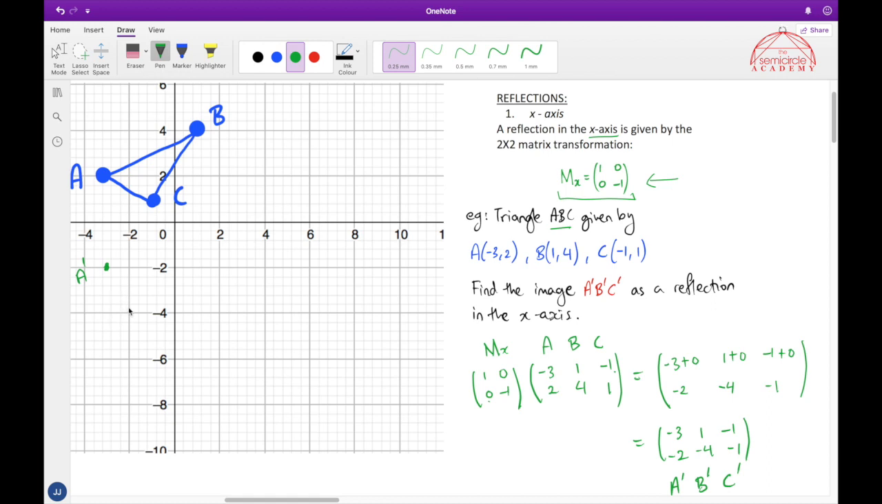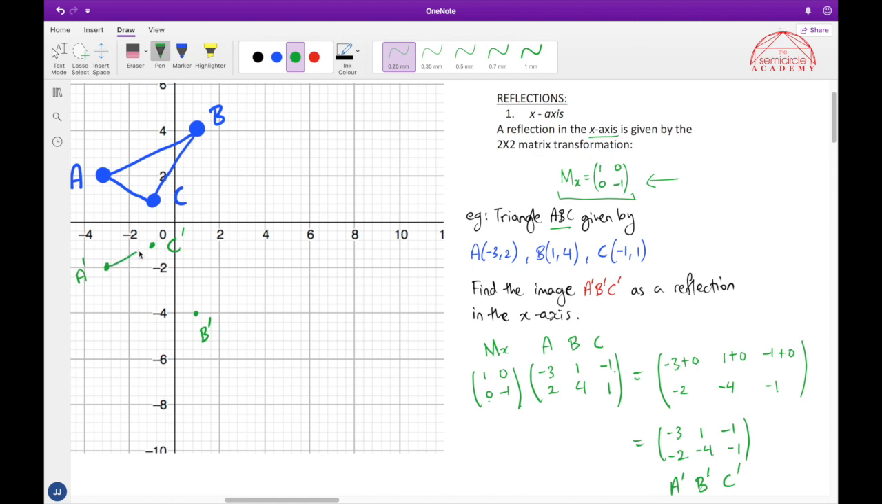We have B prime to be 1 on the x-axis, about here, and -4. So that brings us here. This is my B prime. And then we have C prime to be -1 on the x and -1 on the y. So about here, and this will be my C prime.